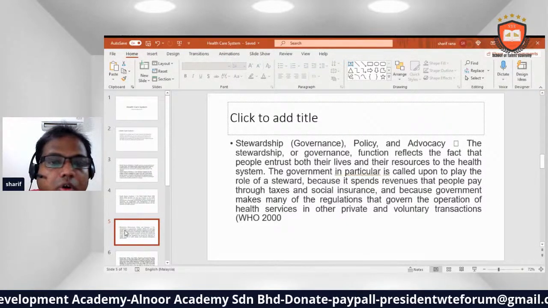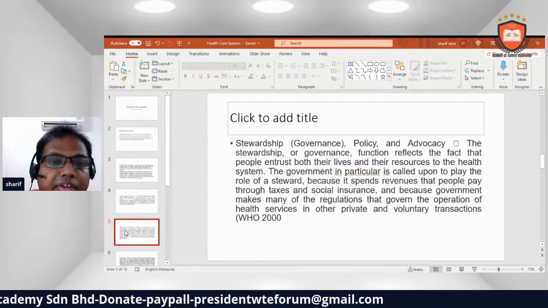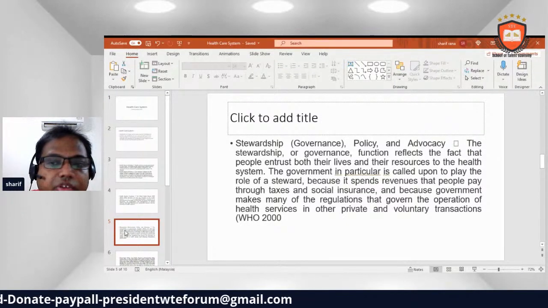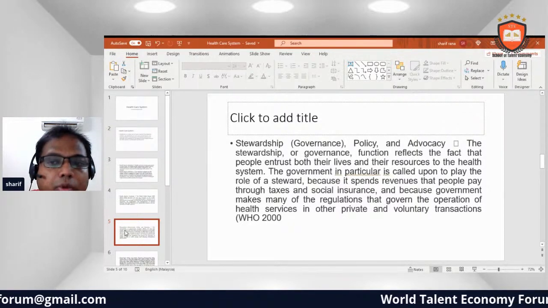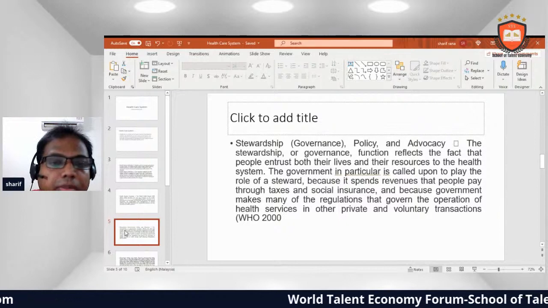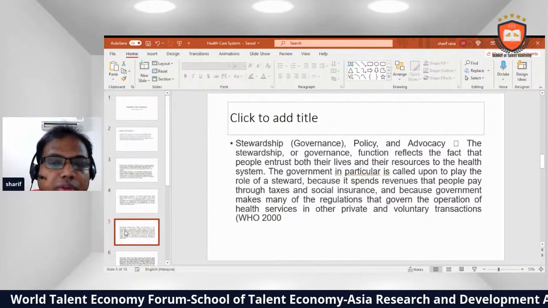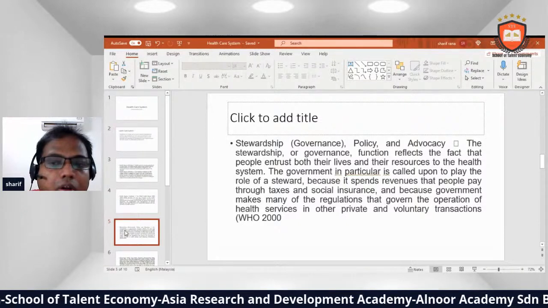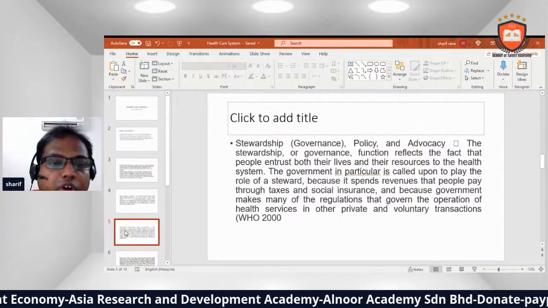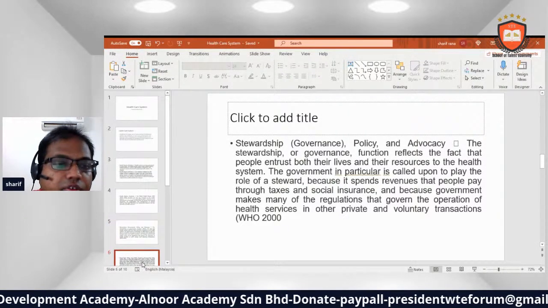Stewardship, governance, policy, and advocacy. The stewardship or governance function reflects the fact that people entrust both their lives and their resources to the health system. The government in particular is called upon to play the role of a steward because it spends revenue that people pay through taxes and social insurance, and because government makes many of the regulations that govern the operations of health services in other private and voluntary transactions.